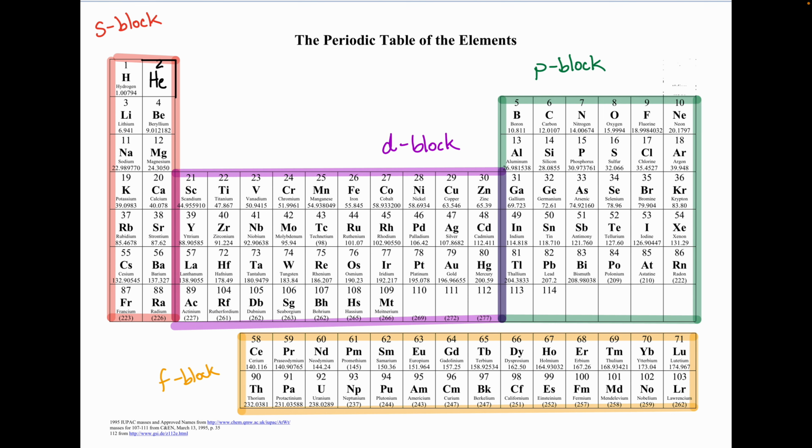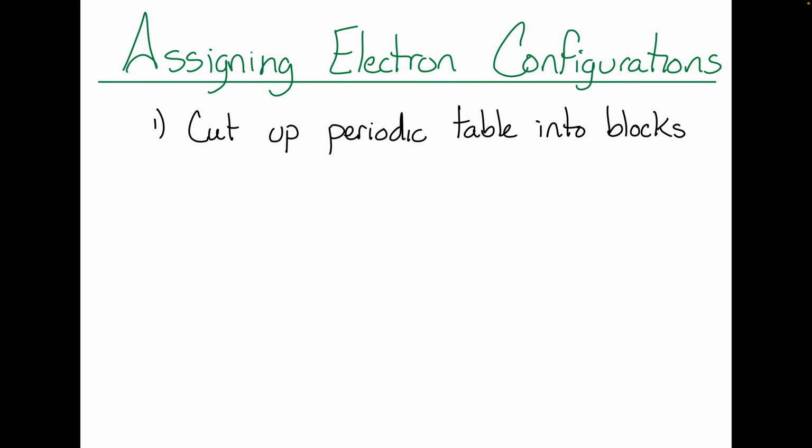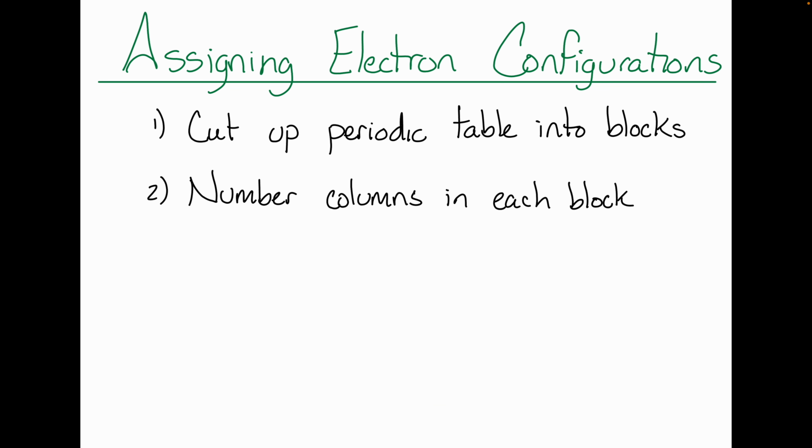All right, so we cut this periodic table into these different blocks. These are what's going to help us figure out the electron configuration for our particular element. All right, next we're going to number the columns in each block. This is going to correspond to the number of electrons.